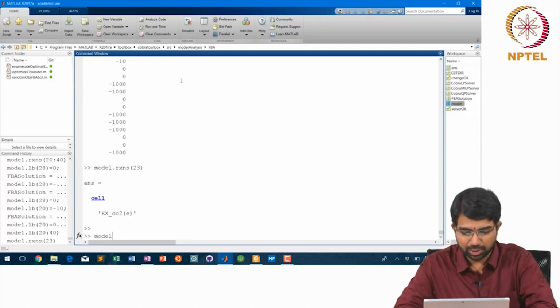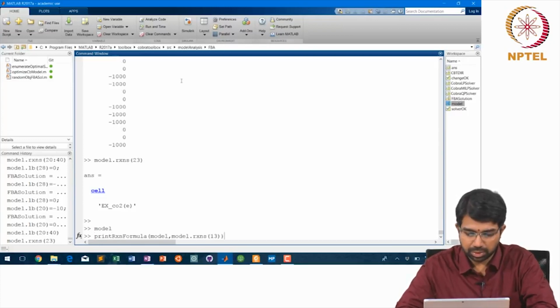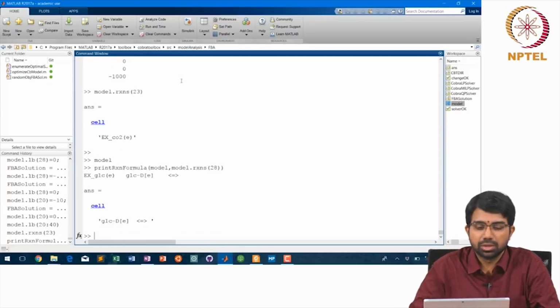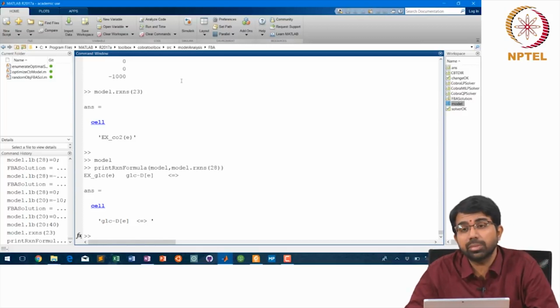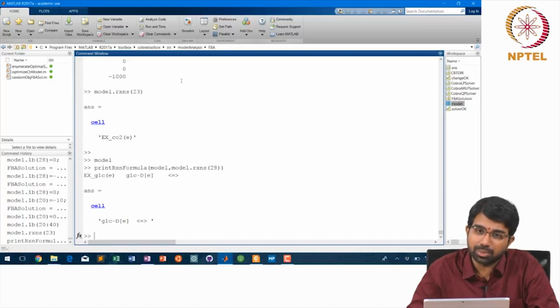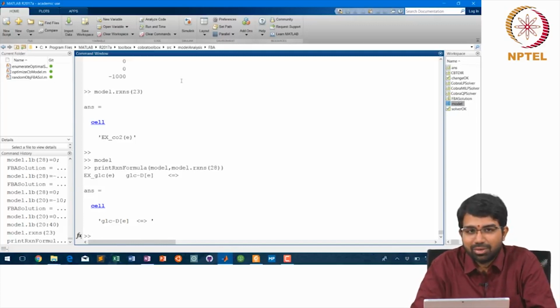So, to answer your question, let us look at model dot, let us say print reaction formula reaction 28. This means glucose coming into the cell. If you say plus 1000 for this, it means that 1000 glucose has to go out of the cell. If you say minus 10, it means 10 glucose is uptaken. If you say plus 1000, it means 1000 glucose has to go out, and that might never work. The value of this reaction is at least this much.